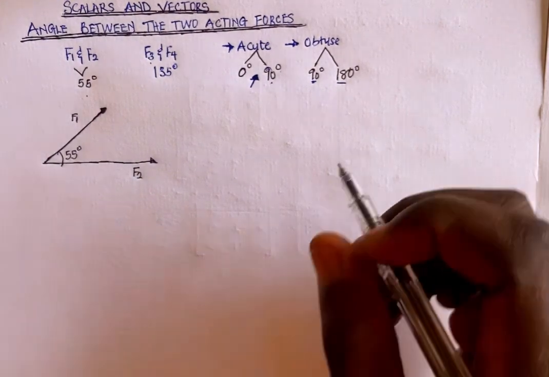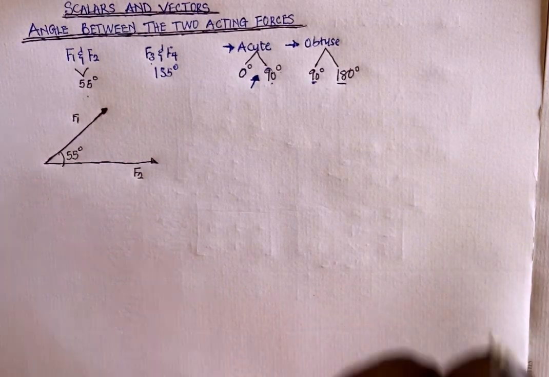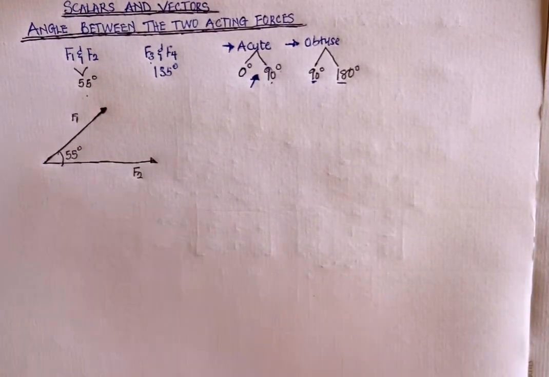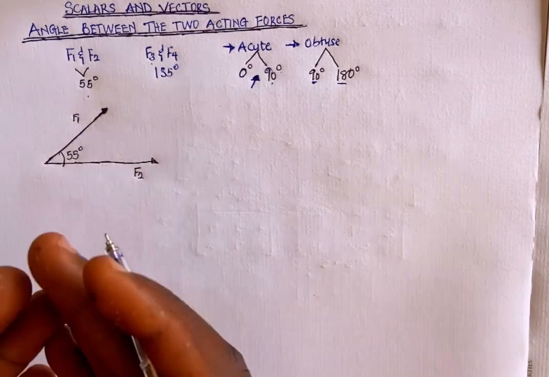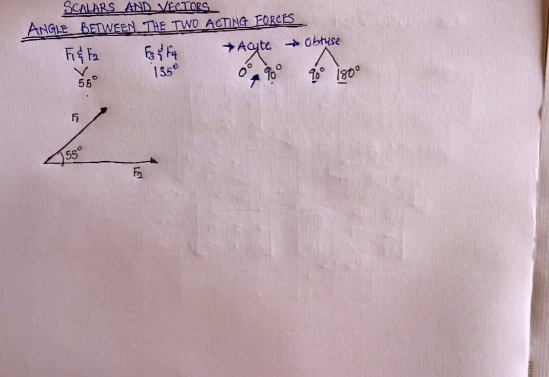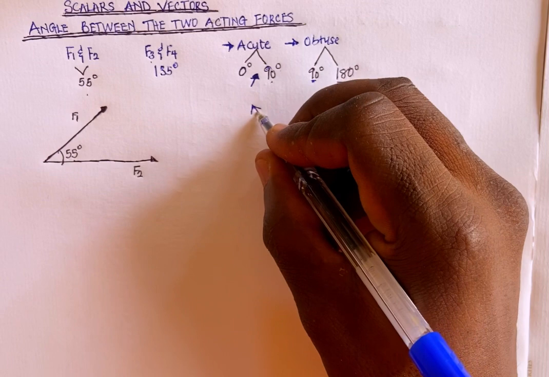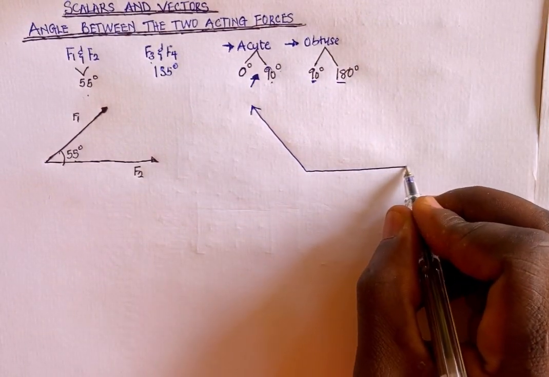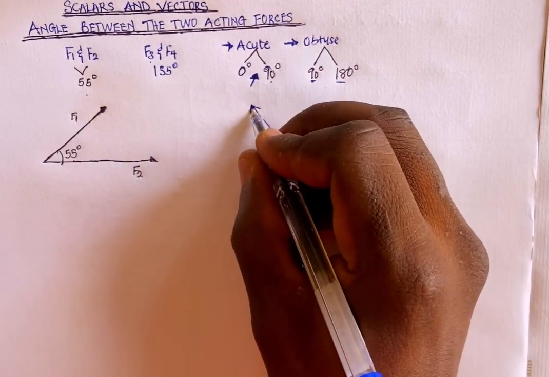Then let's consider F3 and F4. Suppose F3 and F4 are acting at angle 135 degree. Then how is the diagram going to be? Is it going to be something like this, or is it going to be something more enormous than this? So let's go ahead and sketch the diagram. It's going to be something like this, right? Then we have it like this, right? We have it to be something like this.